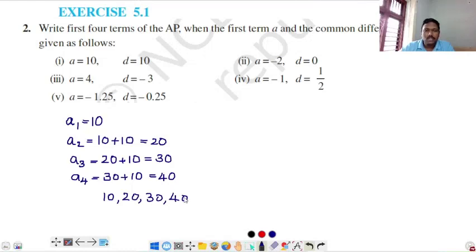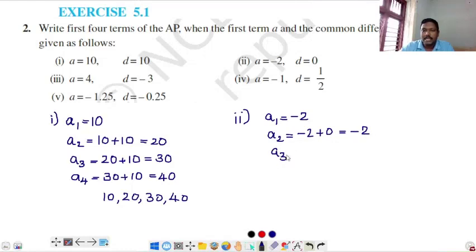Okay children, so let us move to the second question. So this is the first question. Now let us do the second question. What is the second question? In the second question, A is equal to minus 2, so we can write A1 is equal to minus 2. Now A2 is equal to, with this minus 2 you have to add the common difference. The common difference is 0. Minus 2 plus 0 is minus 2.